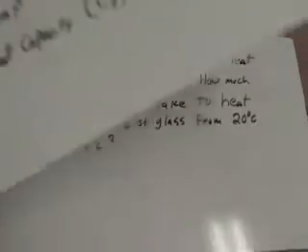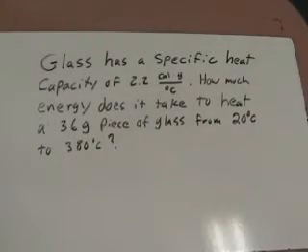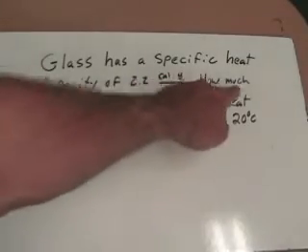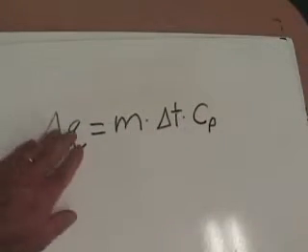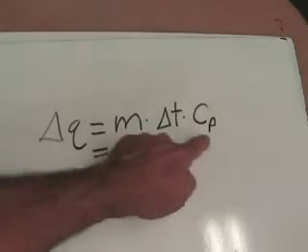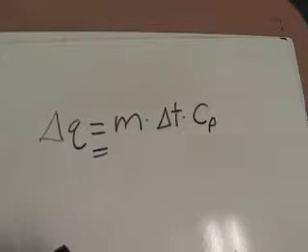Now let's look at an example of how we'd use this equation. A glass has a specific heat capacity of 2.2 calories per gram per degree Celsius. How much energy does it take to heat a 36-gram piece of glass from 20 degrees to 380 degrees? So what we're looking for here is how much energy. Always start by looking for the question word. In this equation, delta Q is heat energy, so this is what we're looking for. What we'll have to do is substitute in for mass, delta T, and specific heat capacity. So let's just see what we've got here.